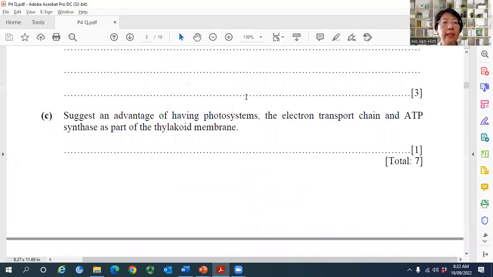No question. Next. C, suggest an advantage of having photosystem, the electron transport chain and ATP synthase as part of the thylakoid membrane. That means there are 3 components here. We need to have photosystem, electron transport chain, and ATP synthase as part of the thylakoid membrane, 1 mark. So if you have done the past year mark scheme, it says efficient. But efficiency in what? If you only write efficient in photosynthesis, that is a Form 5 level answer or a Form 3 level answer.